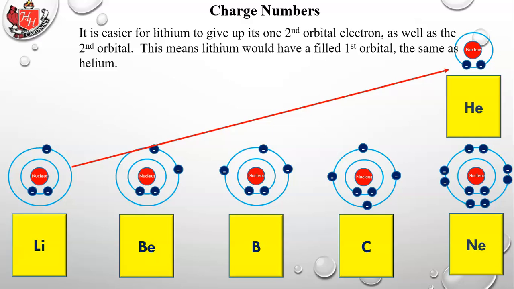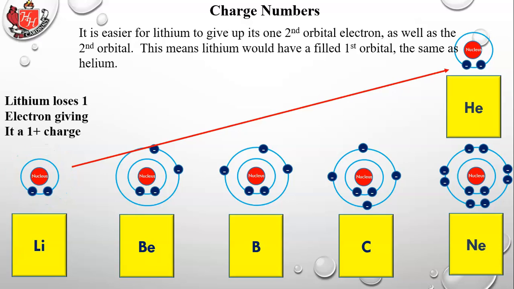Instead, it's easier for lithium to give up its 1 second orbital electron as well as the second orbital. This means that lithium would have a filled first orbital, the same as helium. So we saw this example earlier. So there goes the electron in the second orbital. So lithium loses 1 electron, giving it a 1+ charge.